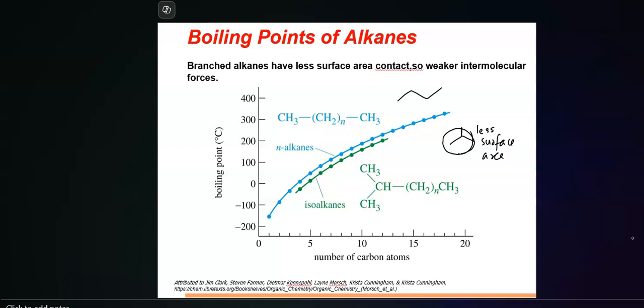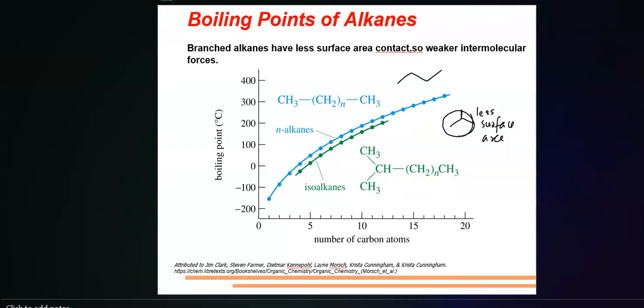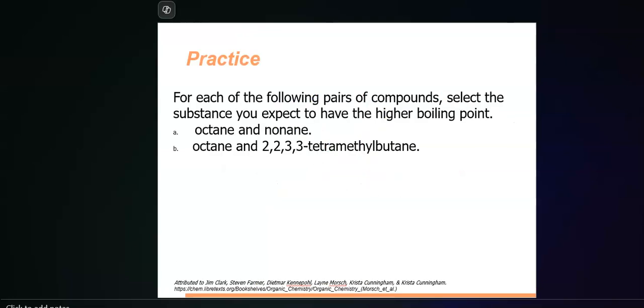This is an example which is asking which compound will have a tendency to have a higher boiling point. The first question is between octane and nonane. Octane is an 8 carbon atom alkane, nonane is a 9 carbon atom alkane. As we said earlier, the larger the number of carbon atoms, the higher the boiling point. Therefore, nonane will have a higher boiling point.